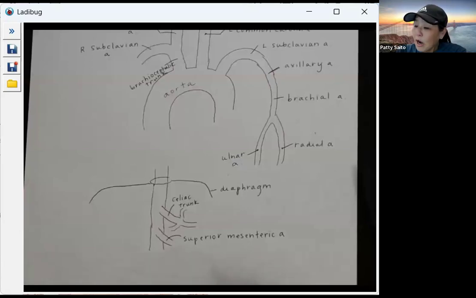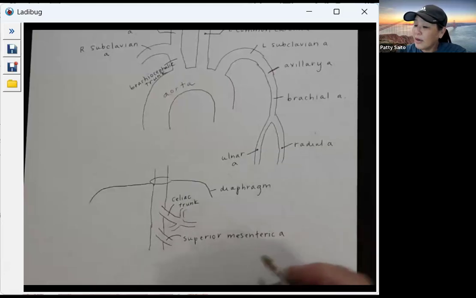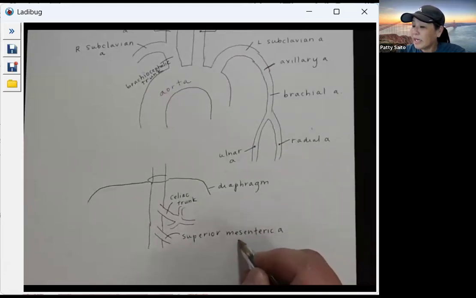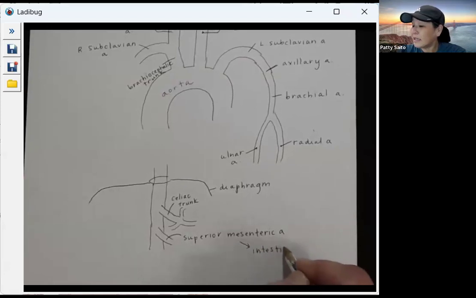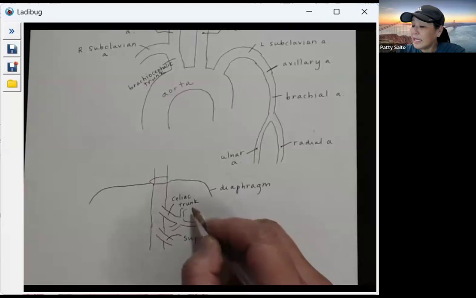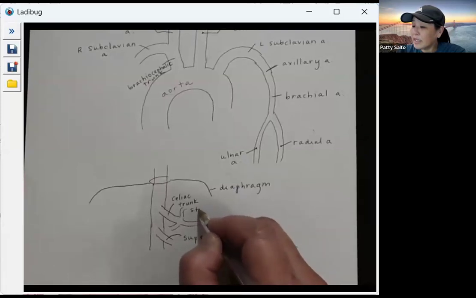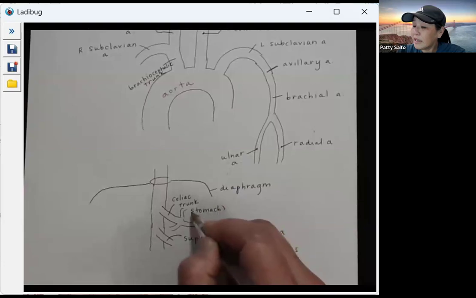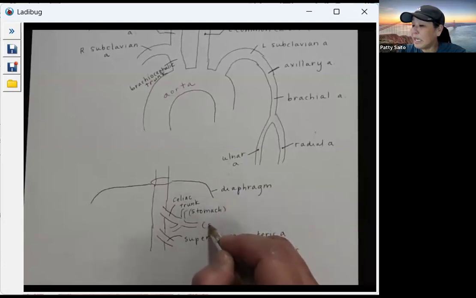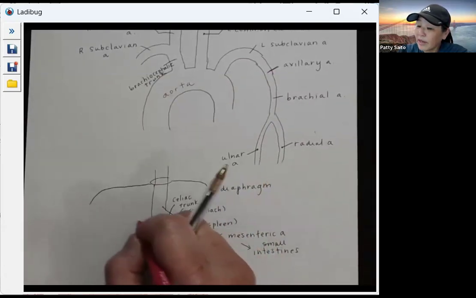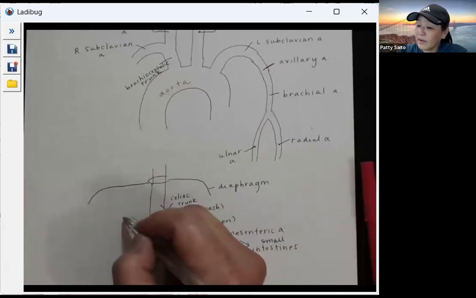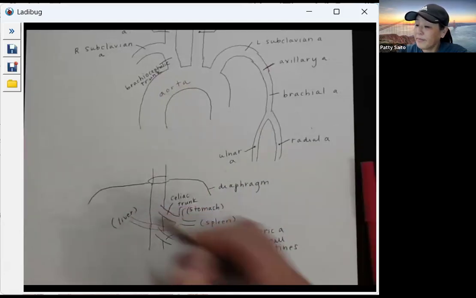All right, so superior mesenteric, maybe I should write here, superior mesenteric going to the intestines. Maybe I'll put small intestine. Celiac trunk is going to the stomach, to the spleen. And then this one's going this way over here to the liver. Okay.